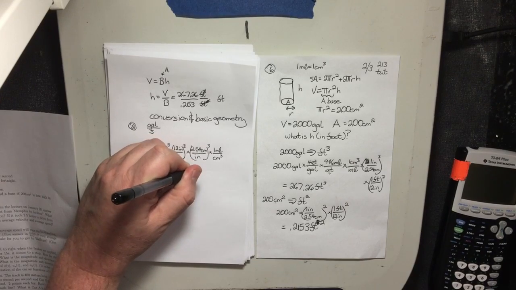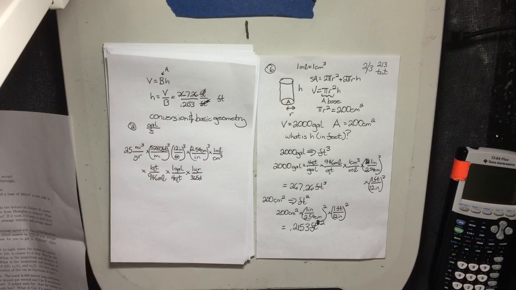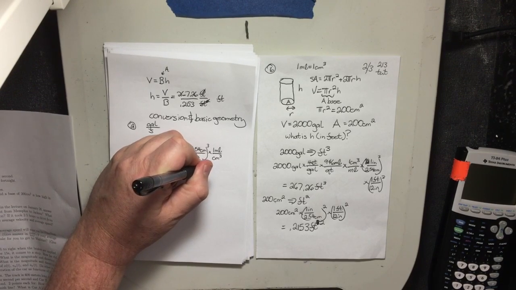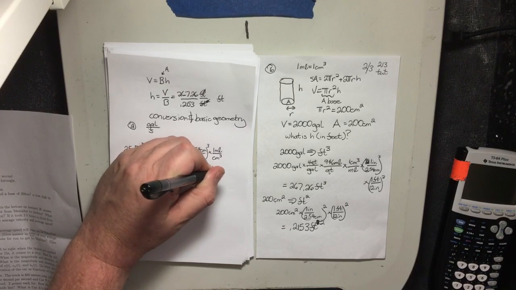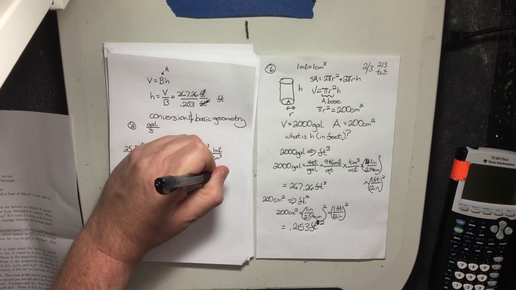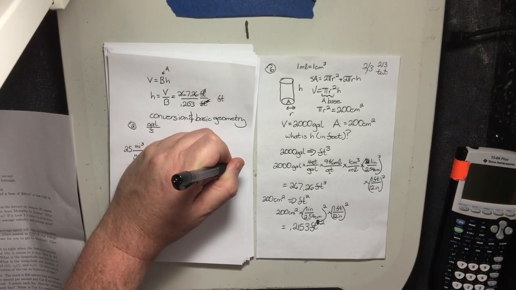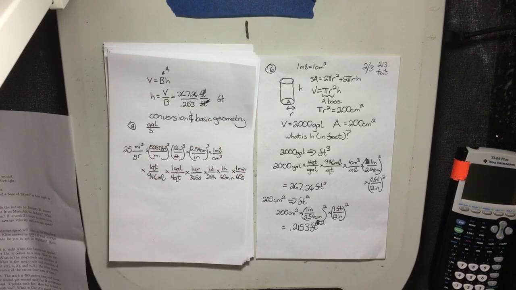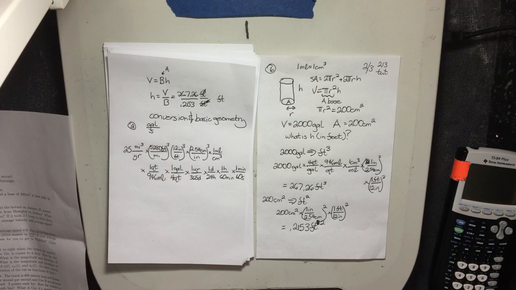So 1 year, 365 days. You could use 365 and a quarter, it doesn't matter, as long as you don't cube or square this. 1 day, 24 hours. 1 hour, 60 minutes. 1 minute, 60 seconds. So this is all just one long conversion.